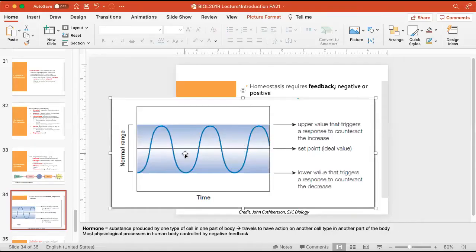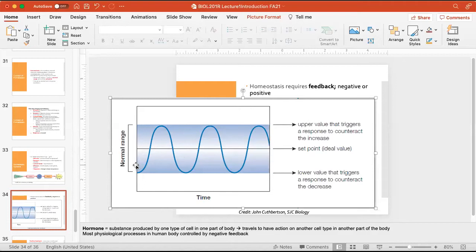Let's think about body temperature. So when you get up in the morning, when you first wake up in the morning, your body temperature is actually lower than it is during the rest of the day. When we first wake up, we're actually a little cold. So let's say your body temperature came in at this value right here on this y-axis. Okay, so body temperature came in, let's say around 97.5.